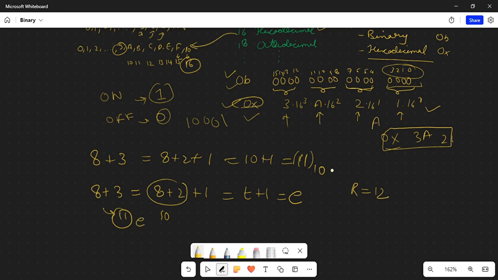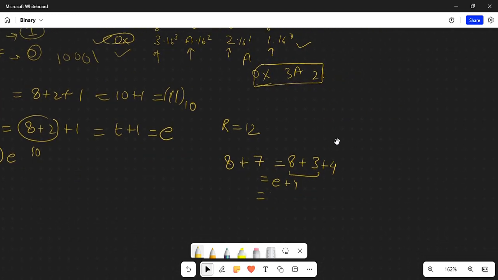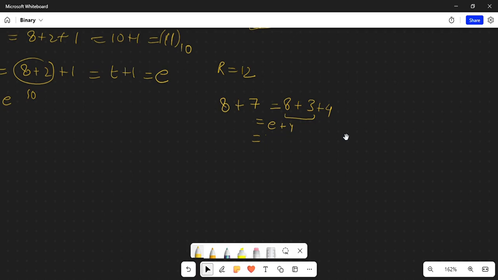But if it was a larger number, let's say 8 plus 7, then we could form up to t and e, and after that we have to jump to 10. So what we do is 8 plus 3 plus 4. This turns out to be e, right? This is 11, so e plus 4. After e we have a 10, so this becomes e plus 1 plus 3. Just a second, I'll zoom out.